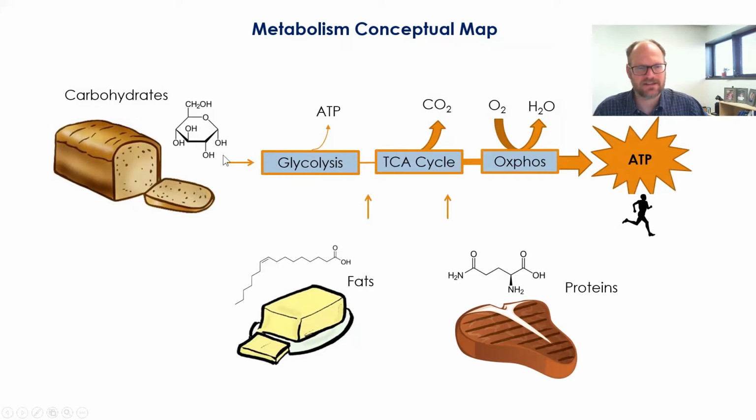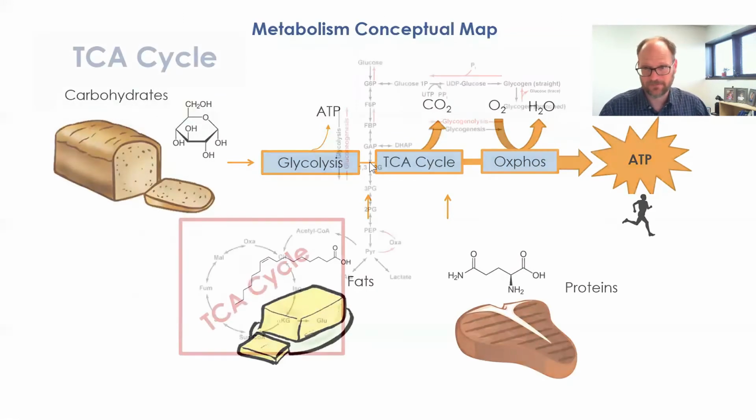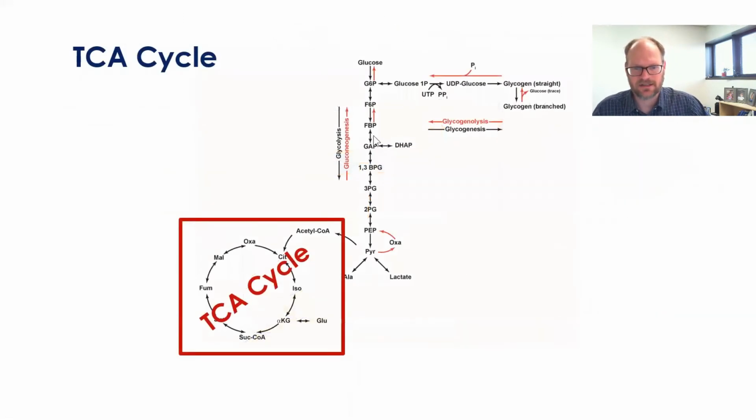Which isn't to say that this is the only source of carbon that can enter the TCA cycle. Carbon can also enter from proteins, and carbon can also enter from fats. And we'll be learning more about those mechanisms in a bit, but this is following on from our previous lectures on carbohydrate metabolism.